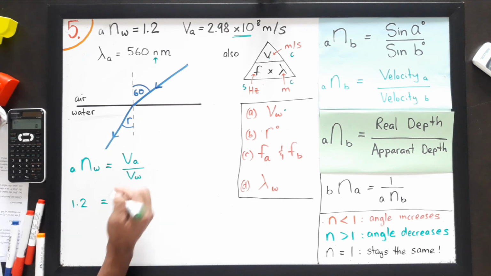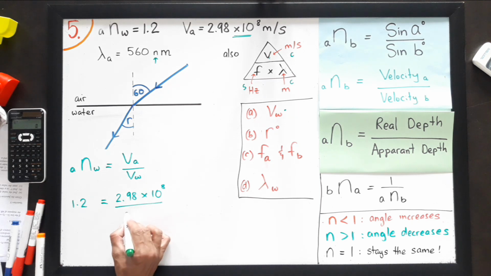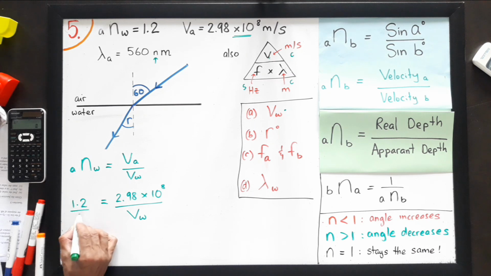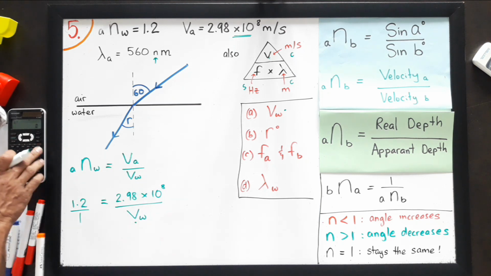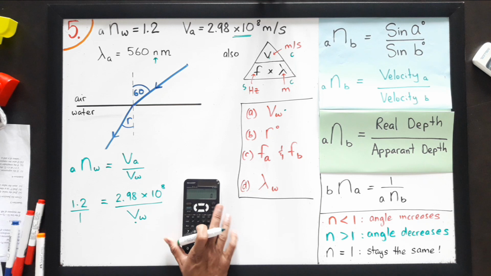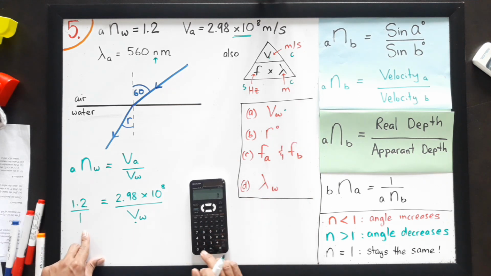The velocity in air, the examiner was nice enough to give us: 0.98 multiplied by 10 to the power 8. Remember I showed you in the previous videos how to type in multiply by 10 to the power 8. And we're trying to find the velocity in water. So 1.2 is the same thing as 1.2 divided by 1. Your job from this point is just to cross multiply and solve for the velocity in water. Like I said, I'm not going to go through the details of this. You're just going to get my answer.